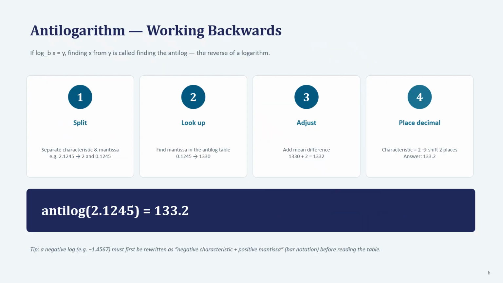An antilogarithm is just the reverse process. If you are given the result of a log and need to find the original number, you take the antilog. We can do this in 4 simple steps. Step 1. Separate the characteristic and the mantissa. Step 2. Look up the mantissa value in the antilog table. Step 3. Add the mean difference from the table. Step 4. Place the decimal point in the final answer based on your characteristic. For instance, if we find the antilog of 2.1245, our final answer will be 133.2.